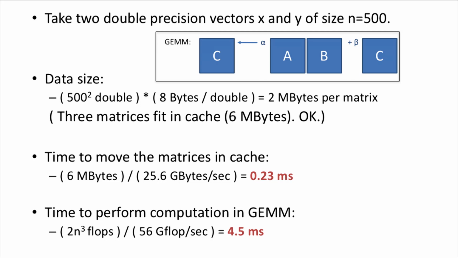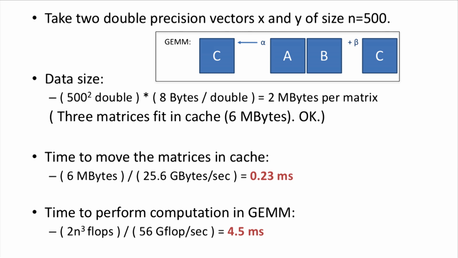We're going to multiply matrices together, and in the experiment, if we do things to fill up cache, we have a matrix with size 500. Three 500 by 500 matrices fill up cache perfectly. The time to move the data is exactly the same. The time to do the operations now, we have 2 n-cubed flops to do. So the time goes up.